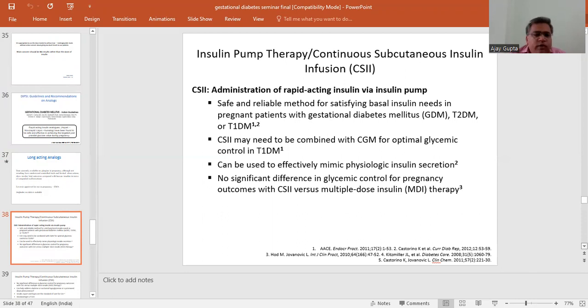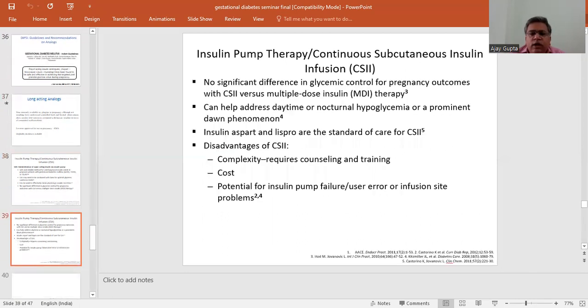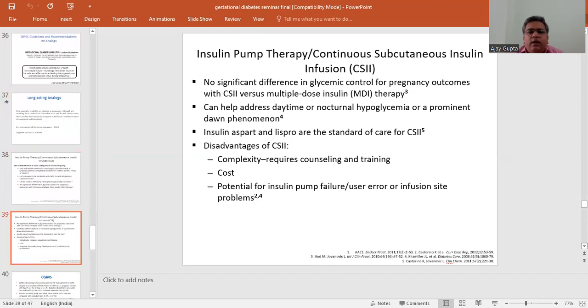So to reduce the cost, we can continue with multi-dose insulin, that is, basal bolus therapy can be continued. There is no significant difference in glycemic control or pregnancy outcome with continuous subcutaneous insulin infusion or MDI therapy. CSII can help to address nocturnal hypoglycemia or a prominent dawn phenomenon.